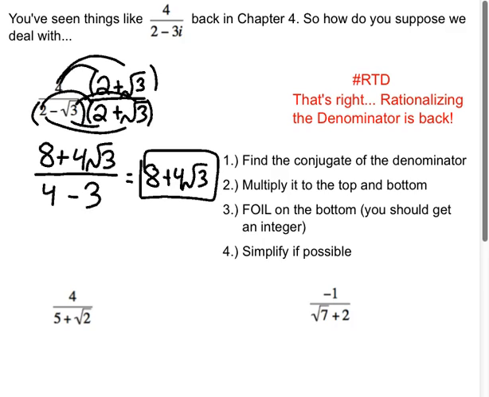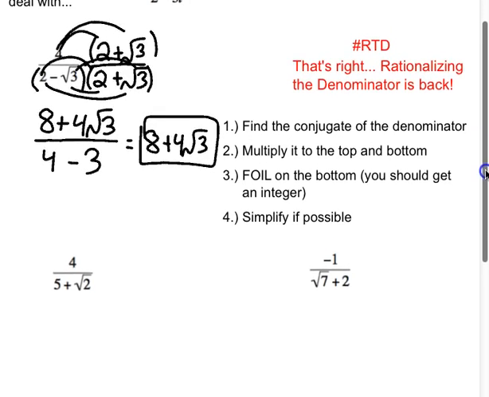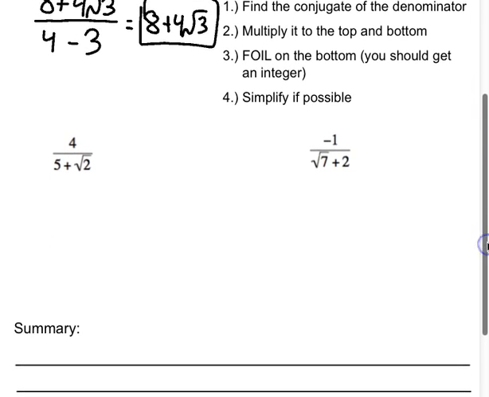But again, just to reiterate, the goal of rationalizing the denominator, of using the conjugate, is you're trying to get the radical out of the denominator. You're trying to get the radical out of the bottom of the fraction. So let's do this a couple more times just to make sure you're feeling comfortable.